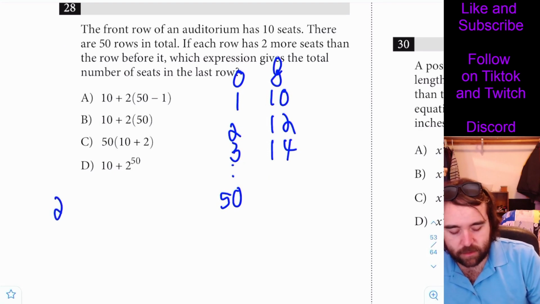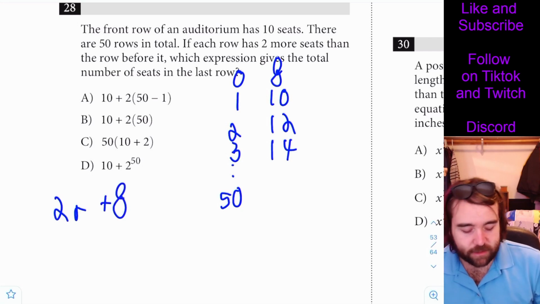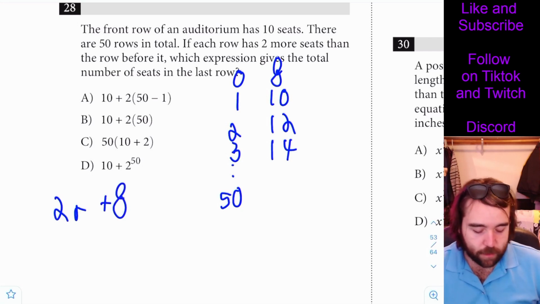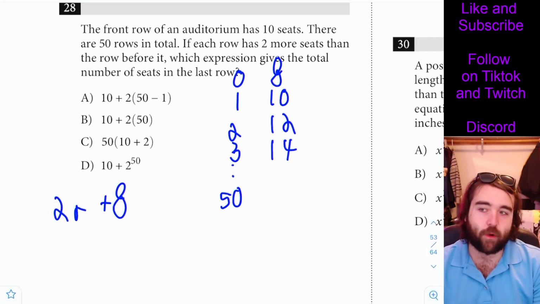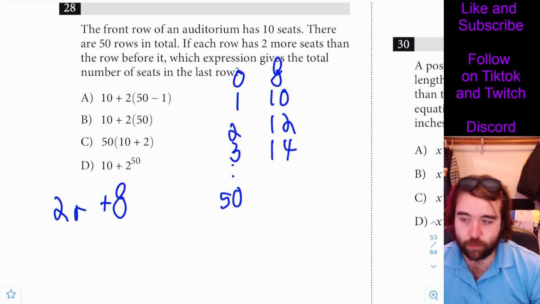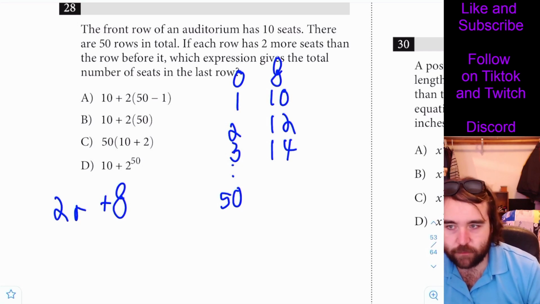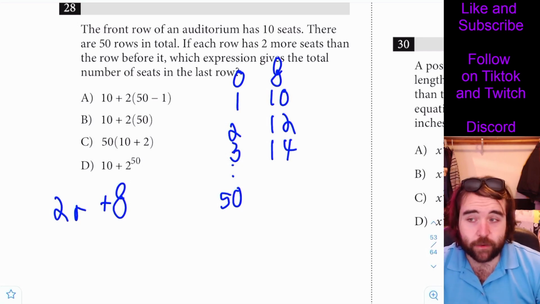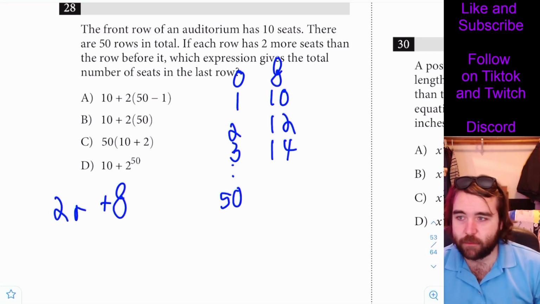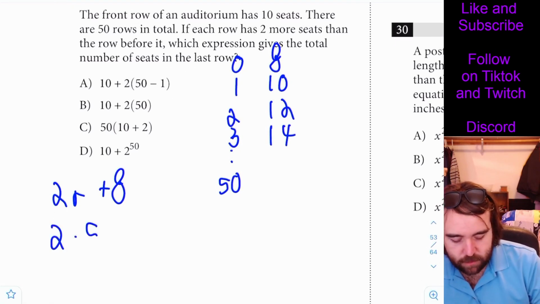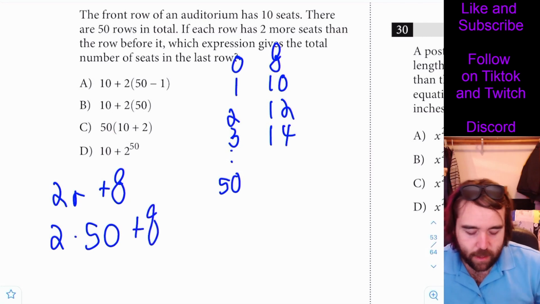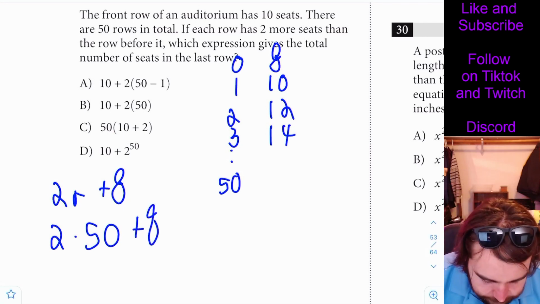So the entire equation here is 2 times the row number plus 8. You'll see that when we plug in row 0, that would have 8 seats, but we don't actually have a row 0. We have a row 1 with 10 seats, and a row 2, 2 times 2 plus 8, with 12 seats. So that's our equation. Now we just need to plug in 50 because we're looking at row 50. So the answer is 2 times 50 plus 8. Now they might have written it differently than that.